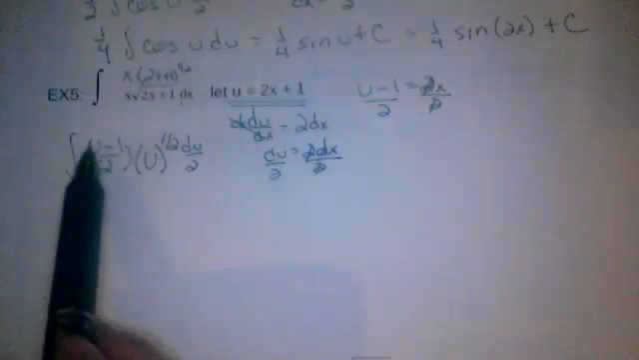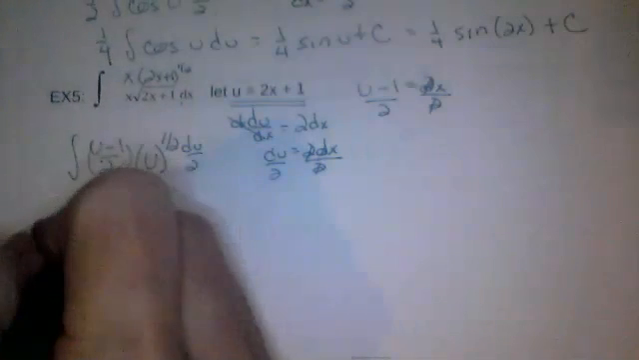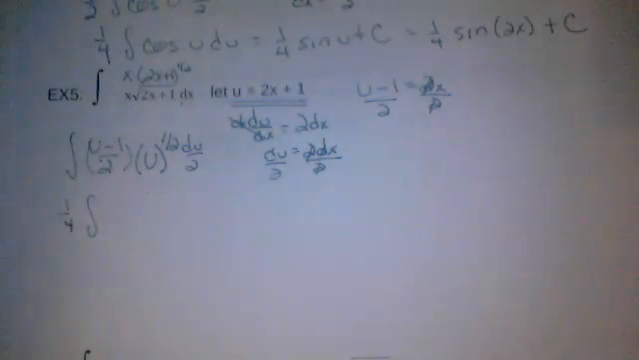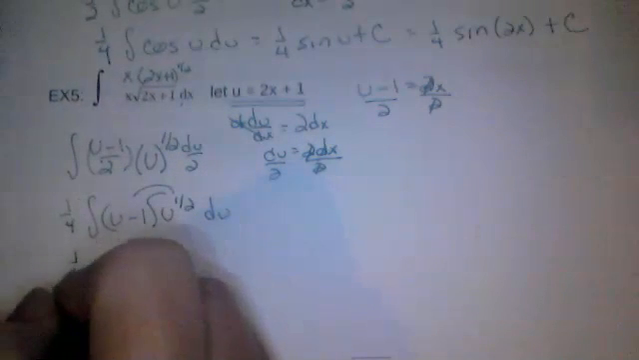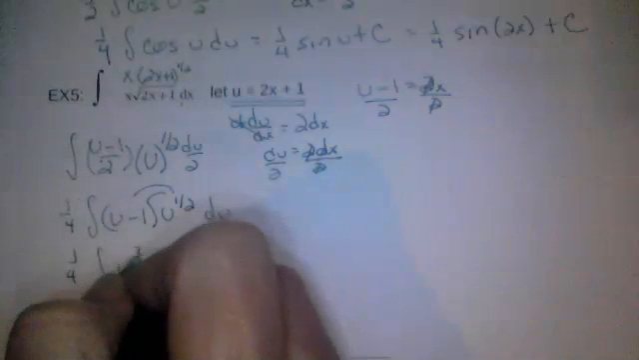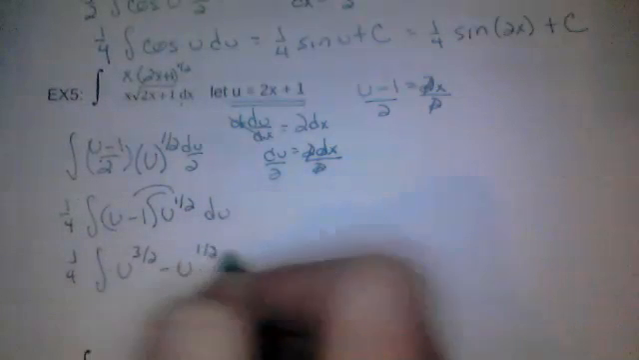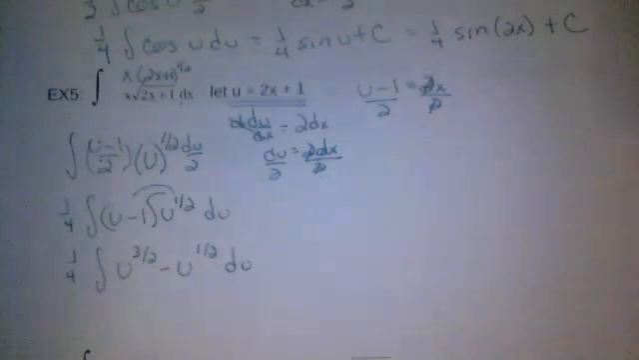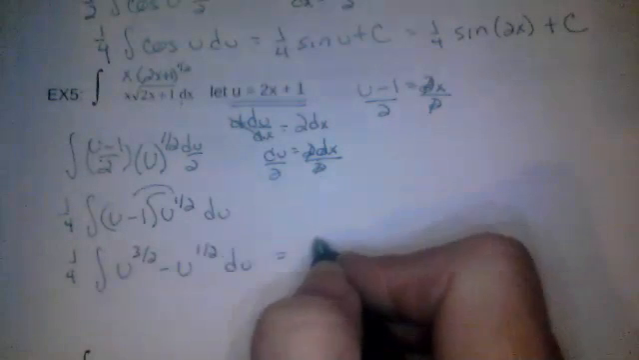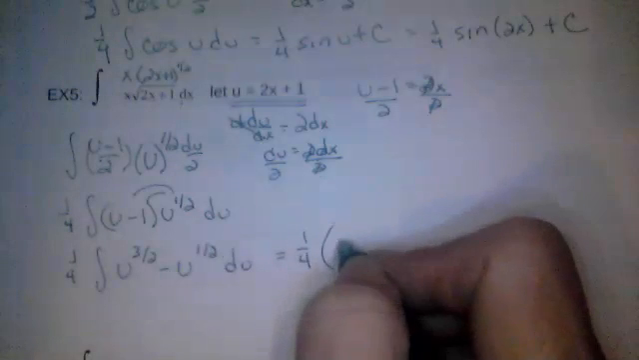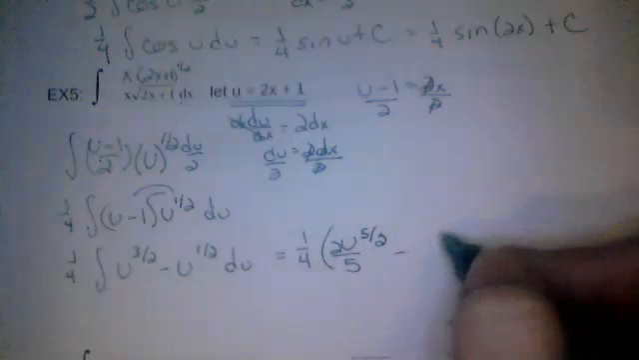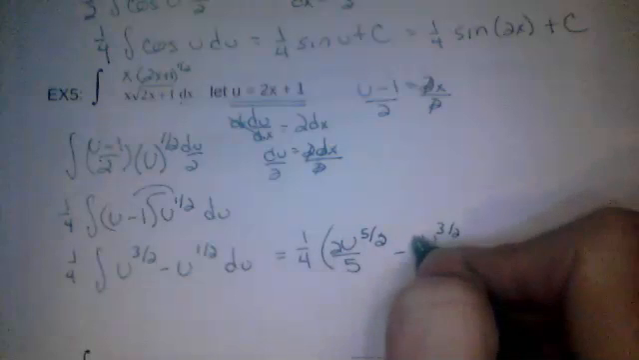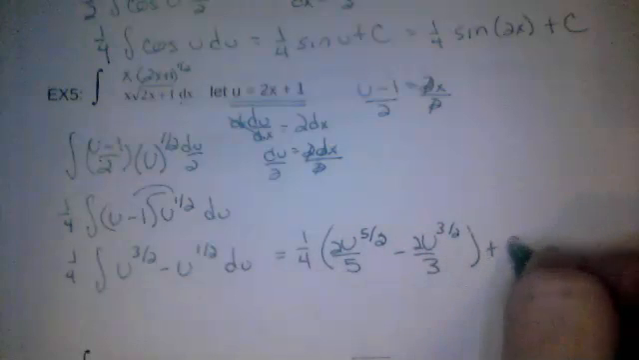All right, so in here I've got a 1/2 here and a 1/2 out here. I could bring that 1/4 to the front because those are constants. And then I have u minus 1 times u to the 1/2 du. And then I can distribute. So I have 1/4 the integral of u to the 3/2 minus u to the 1/2 du. And then I can just integrate as normal. So this would be 1/4 u to the 5/2 over 5/2 or times 2/5 minus u to the 3/2 over 3/2 or times 2/3 plus c.